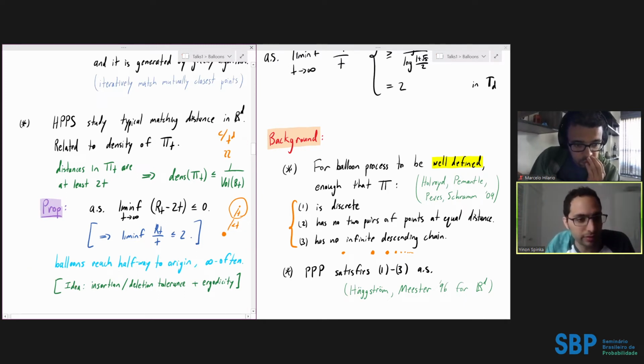And the proof is a very nice idea. Perhaps for time considerations, I won't tell you exactly how it goes, but I'll just mention that it uses insertion, deletion tolerance, and ergodicity. It doesn't use the full force of the Poisson point process. It's something rather soft. So any point process which has these kinds of properties would also satisfy this same conclusion.